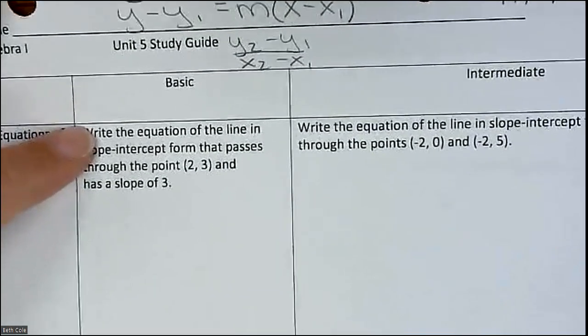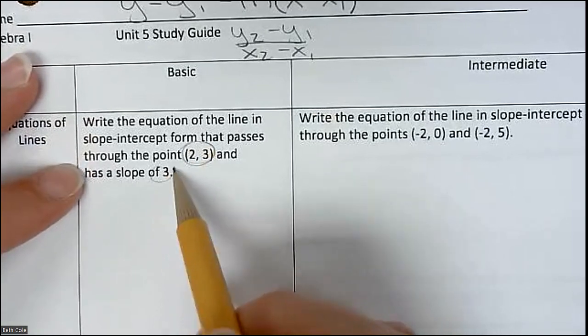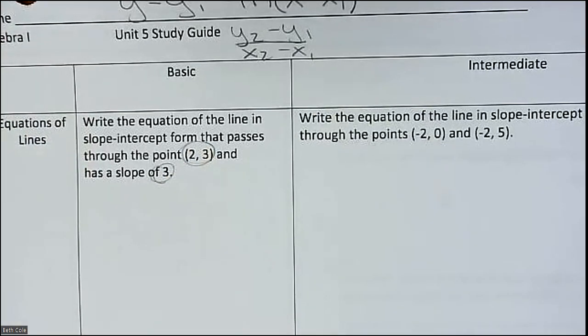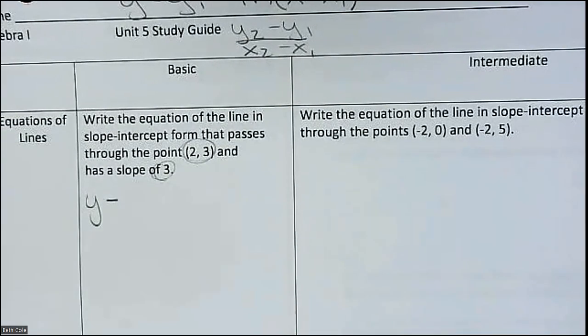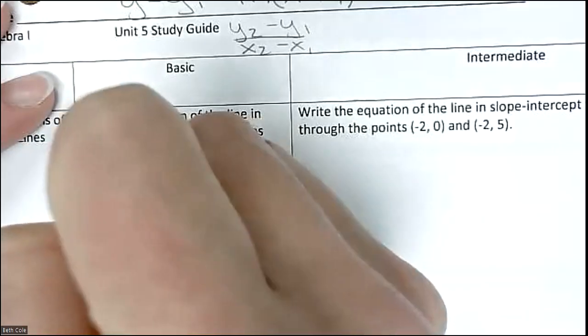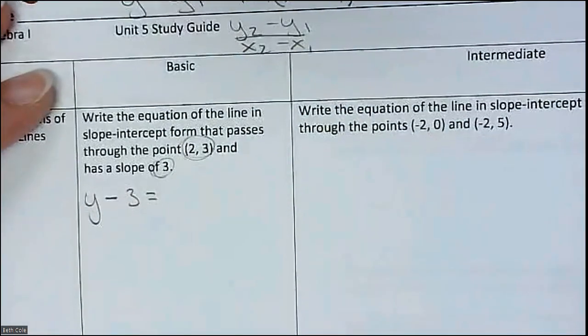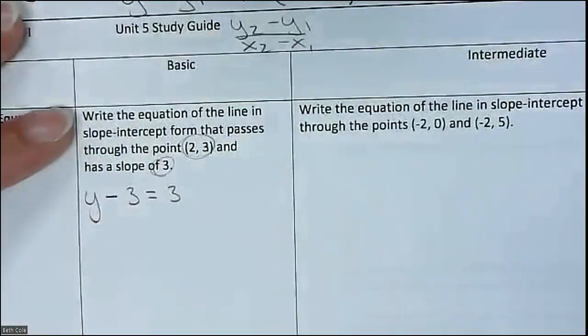So first one, write the equation in slope-intercept form that goes through this point with this slope. You have all your ingredients. You just need to put them into the recipe. It'll be y minus which one of those numbers? 3. Do you see how 3 is your y value? Equals, and then what comes next? 3. The slope is also 3.